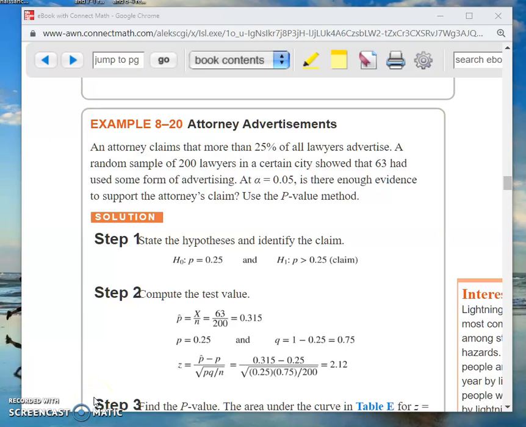All right, folks, we are in Chapter 8. This is Section 8-4. This is recording number 2, and I am going to do example 8-20.